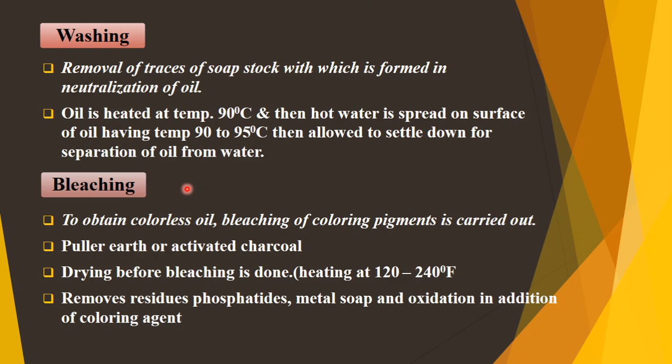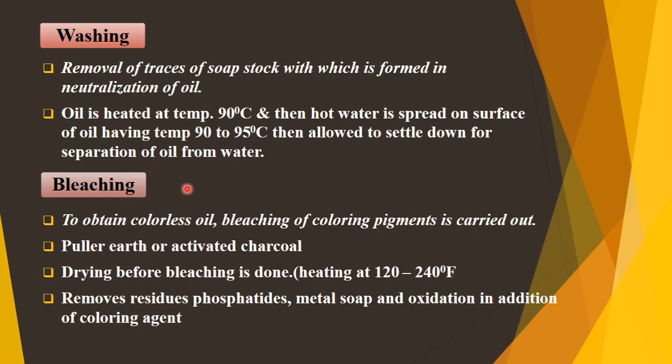Next is bleaching of oil. Bleaching is done to obtain colorless oil, or the coloring pigment is removed. So what happens in this is that they are carried out by using certain bleaching material.